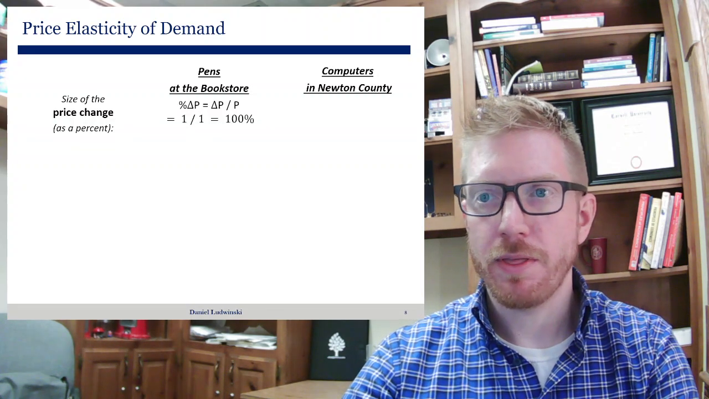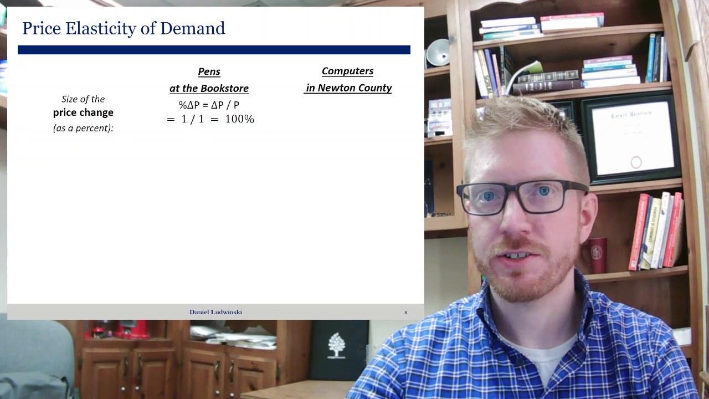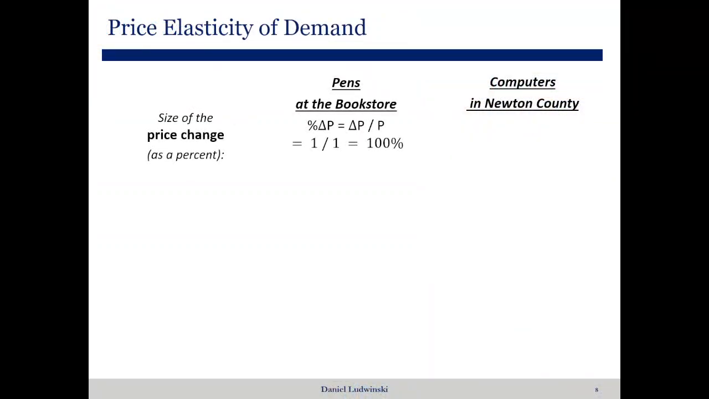And the percentage change in price for the pens at the bookstore was a full 100%. It was a 100% increase. It doubled in price. Now, for computers in Newton County, that $1 increase was barely anything because the baseline price was $500. So that dollar change in price was less than 1%. It was 1/5 of 1%, or 0.2%.